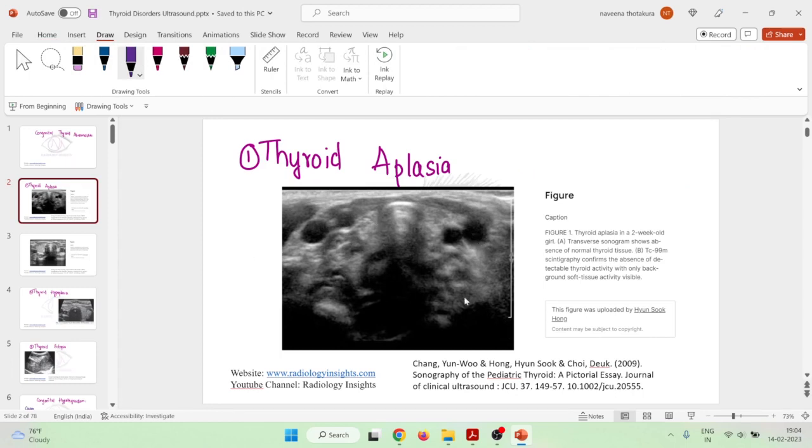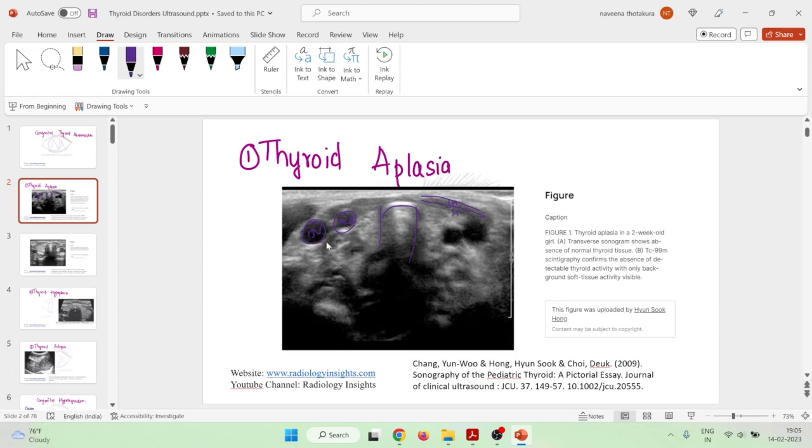So if you see, this is the picture. This is actually from this journal where both the lobes of thyroid are completely absent. So this is the trachea. You can see this trachea. Here you have two muscles, sternohyoid and sternothyroid muscles. And this is the internal carotid artery. And this is the inferior jugular vein. So this is the carotid artery.